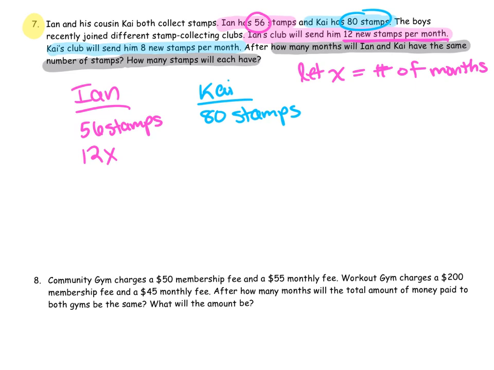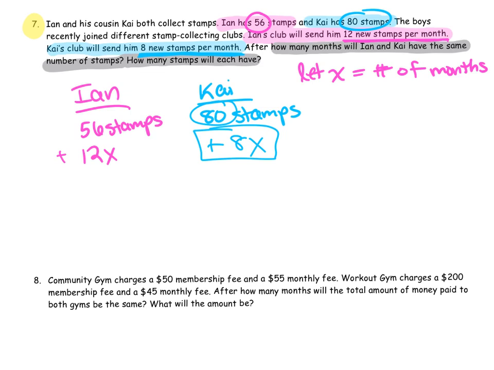Similarly now, for Kai, he's going to get 8 new stamps per month. So we're going to have plus 8x. Right? He starts off with this 80, and then he's going to gain additionally 8 per month. Okay, so same thing over here with Ian. We're just adding them. We want to know after how many months will they have the same.